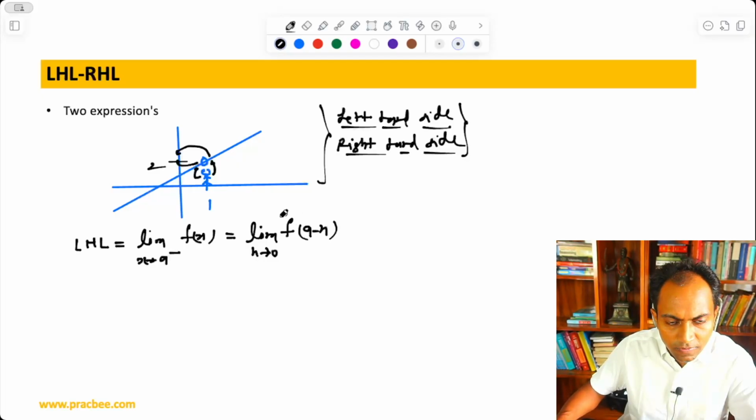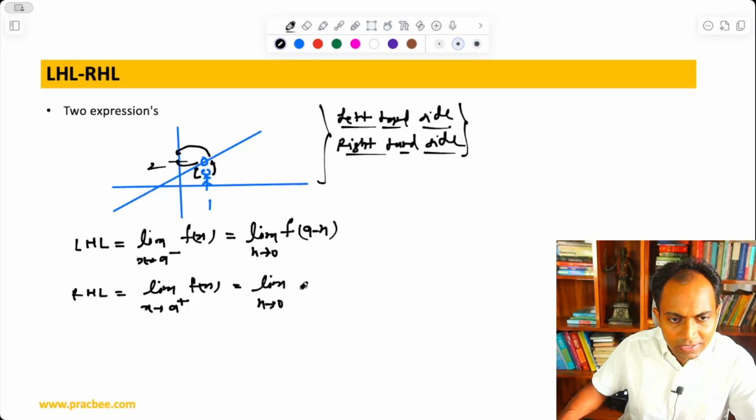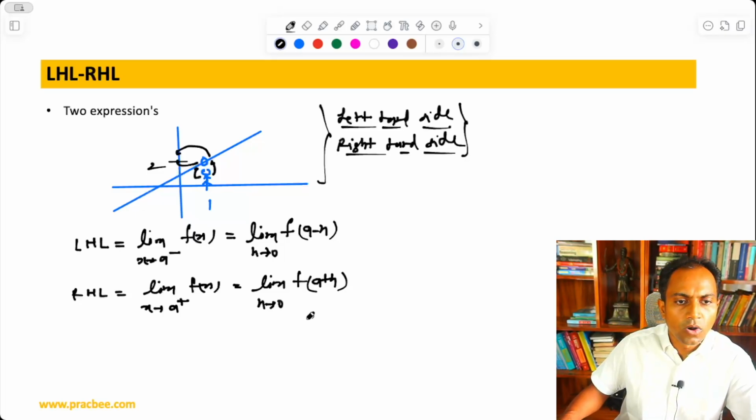So you are looking for values of the function when the value of x is just less than a. Similarly, if you are writing right hand limit or RHL, this will become the limit, the approximate value of the function when the values of x are slightly greater than a, a plus. The more utilizable form would be limit h tends to 0 of f(a plus h). You have got these two expressions.